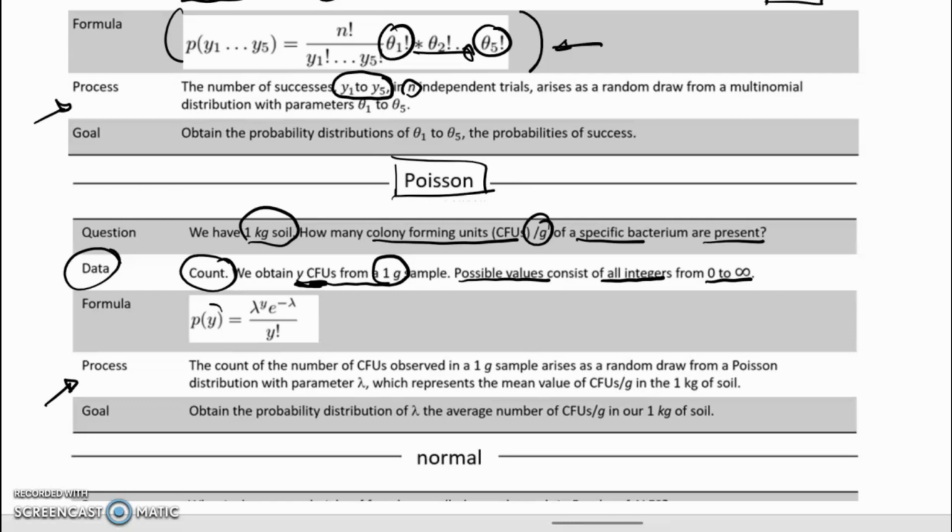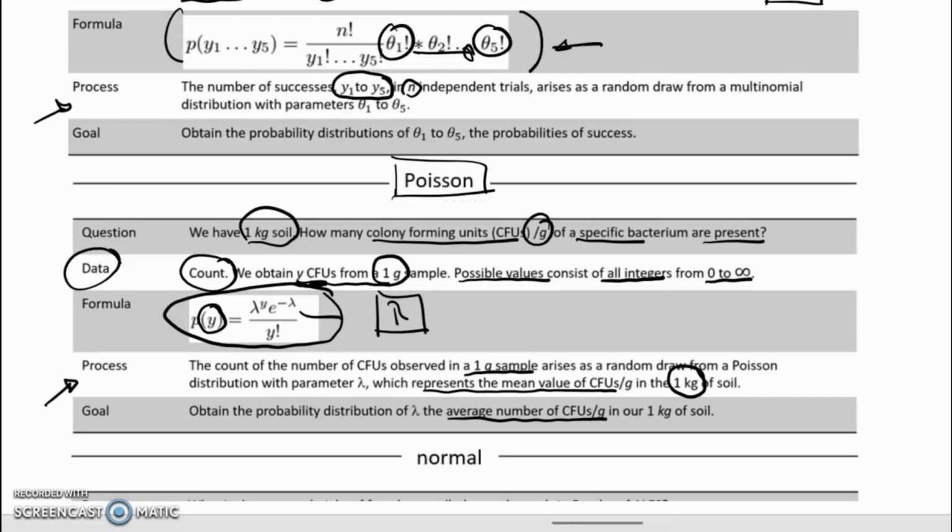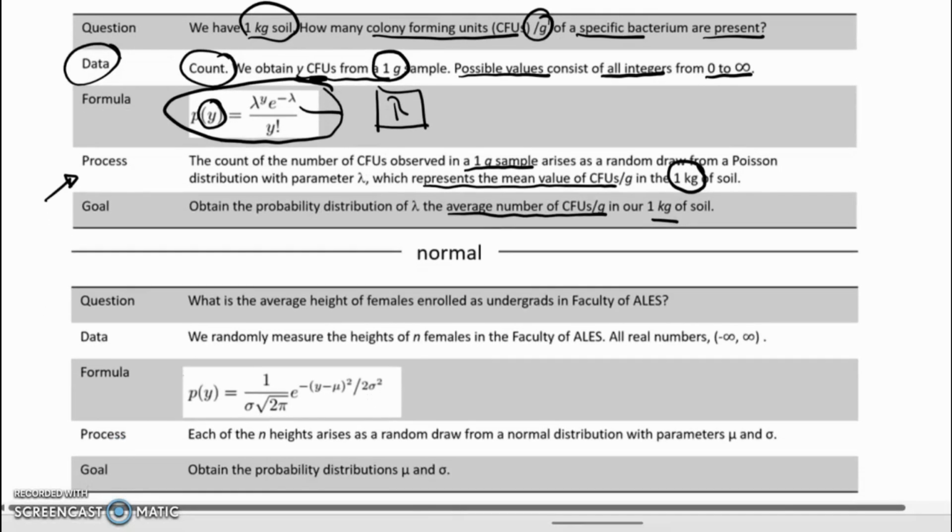The assumption is Y, the count observed in a 1 gram sample, arose as a random draw from a Poisson distribution that has that formula, and this parameter lambda that represents the average value of colony-forming units per gram in that big blob of soil that we began with. And our goal is to obtain the probability distribution of lambda, which is the average number of colony-forming units in our 1 kilogram blob of soil.